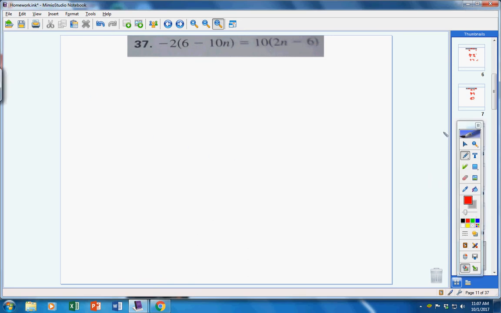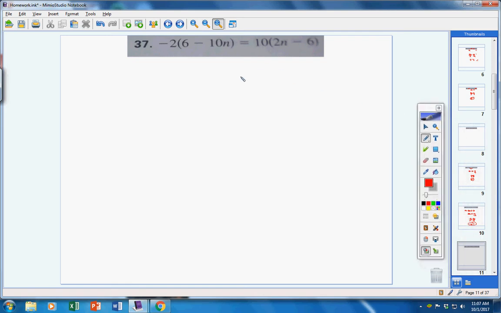Okay, step 1, simplify both sides. Over here, take your -2, multiply through. Negative times a positive is negative. 2 times 6 is 12. Negative times a negative is positive. 2 times 10 is 20. 10 times 2, 20. 10 times -6, negative 60.